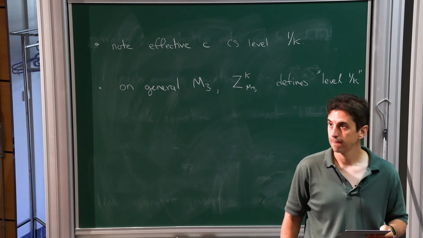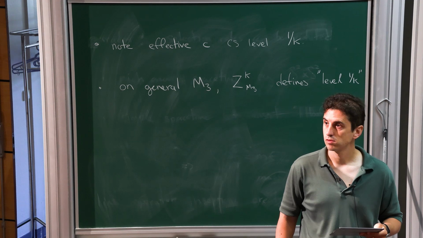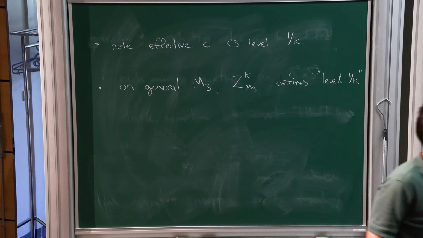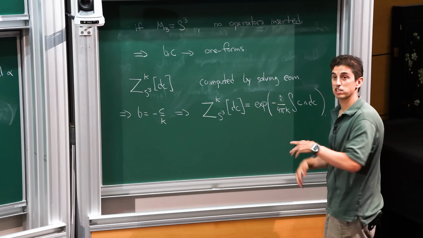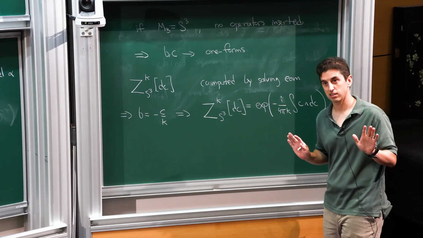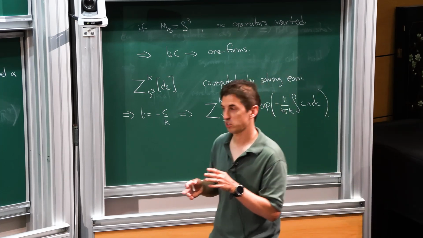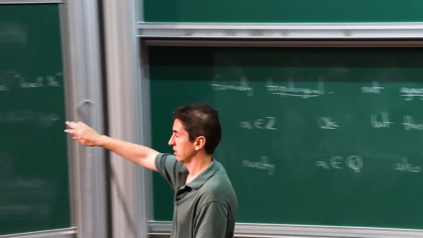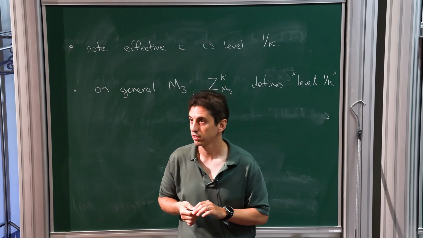Is there a problem that now 1 over k is not an integer, so we don't have invariance under large gauge transformations? Well, this formula is really only literally true on the 3-sphere, in which case there aren't any large gauge transformations to consider. When there are large gauge transformations to consider, then you just use this path integral. That's actually well-defined. That's a well-defined function of C.